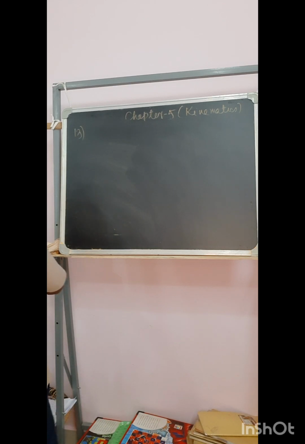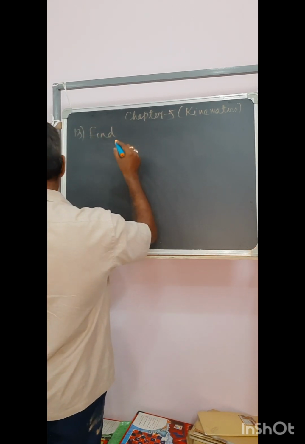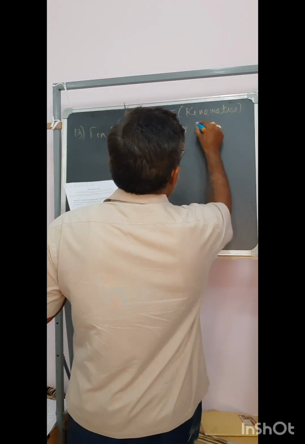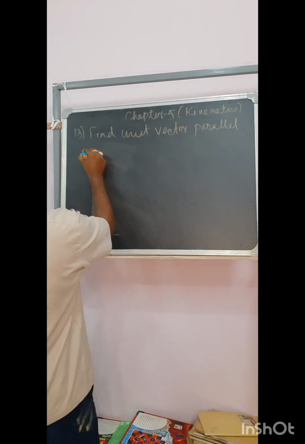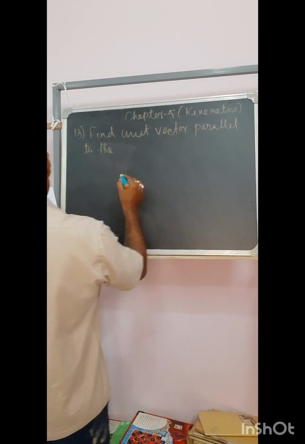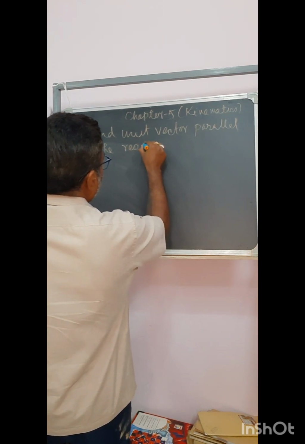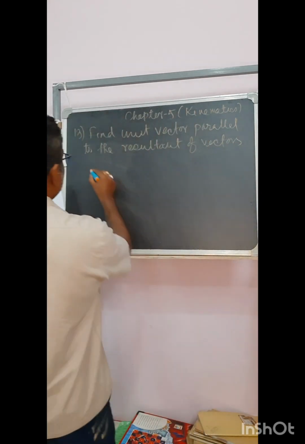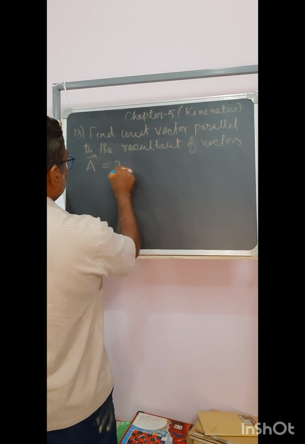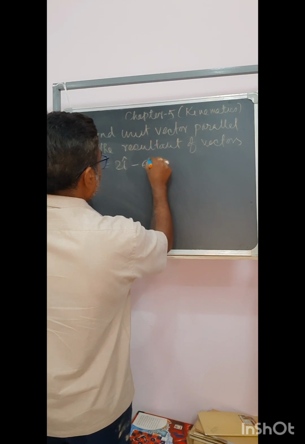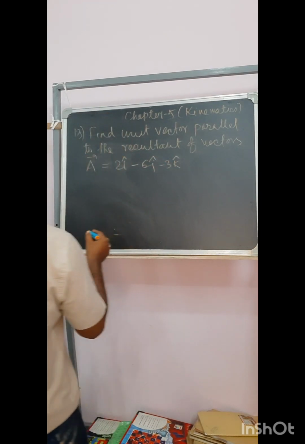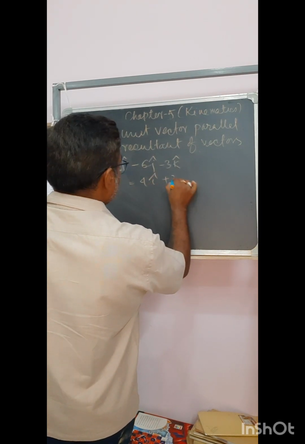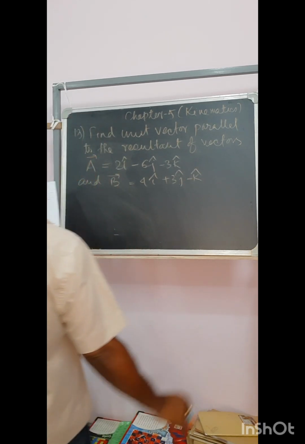Number 13: find the unit vector parallel to the resultant of the vectors. The vectors are given: A equal to 2i minus 6j minus 3k, and the second one, B, 4i plus 3j minus k. So, these are the two vectors given.